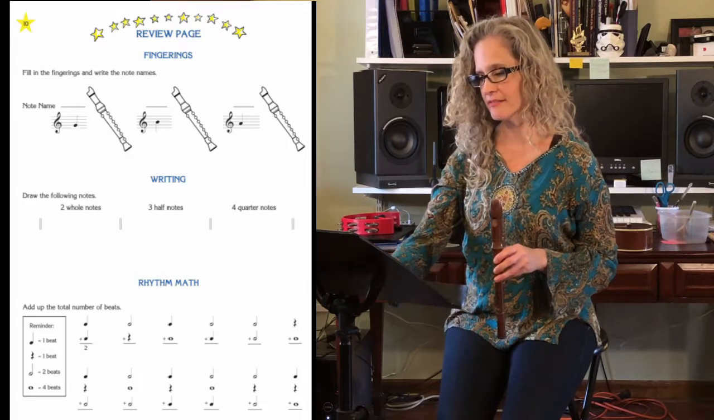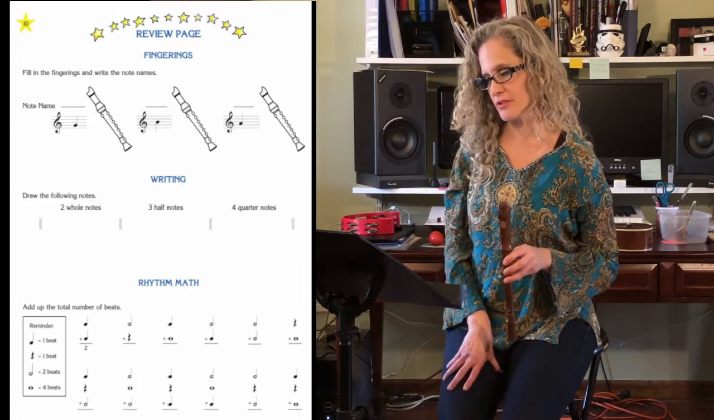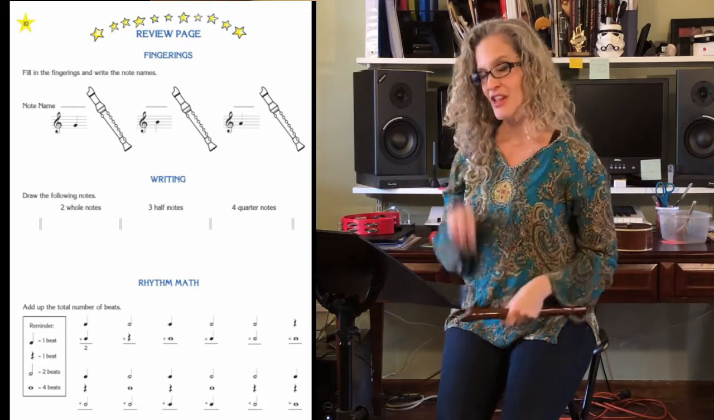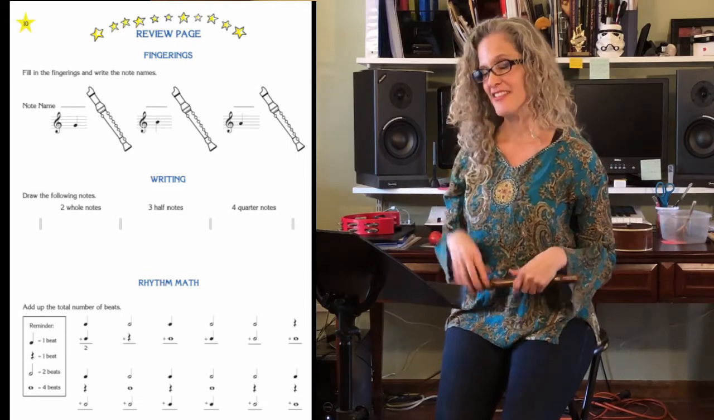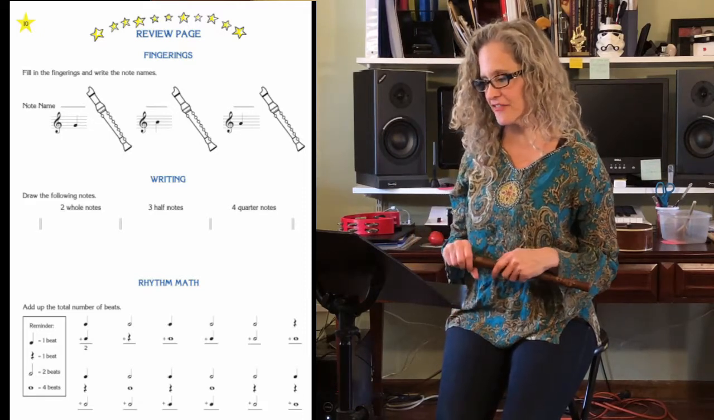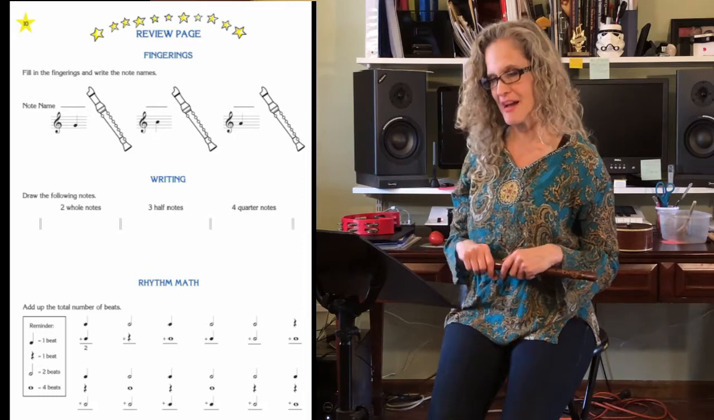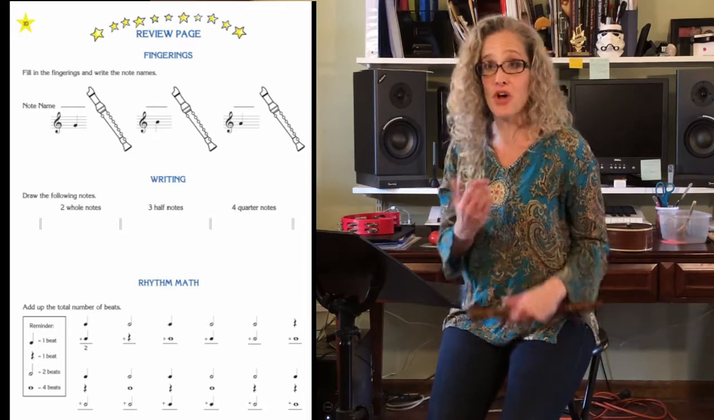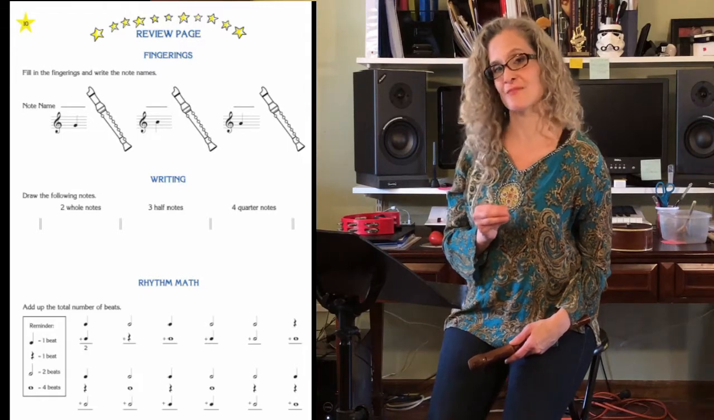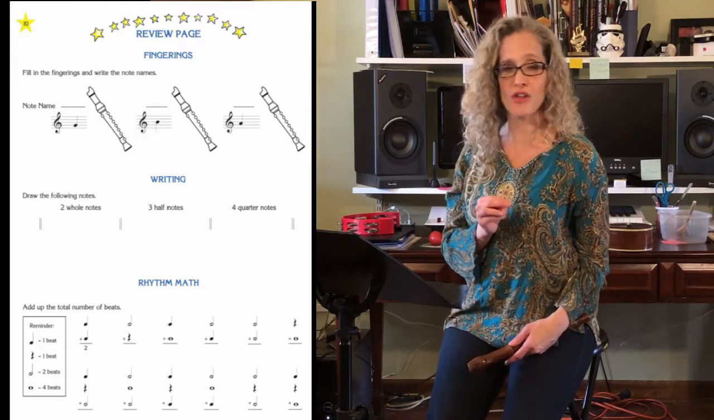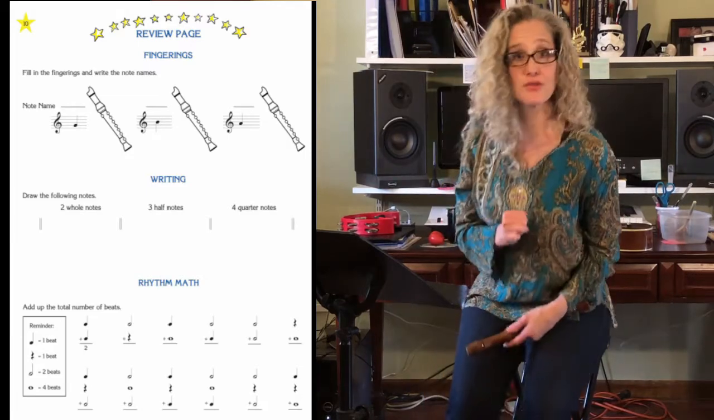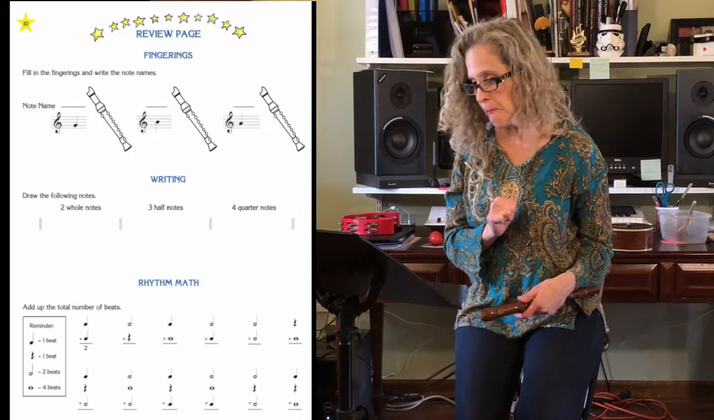Next it says writing, and it says to draw the following notes. 2 whole notes. Remember, the whole notes are like little donuts. 3 half notes, and then 4 quarter notes. You will see half notes and whole notes below in rhythm math, so you can remember what they look like. You'll also find that all of these note values and all of this information is written in the beginning of your text. It shows you all the different note values. It shows you the line notes and the space notes for you to review. So the information is there.